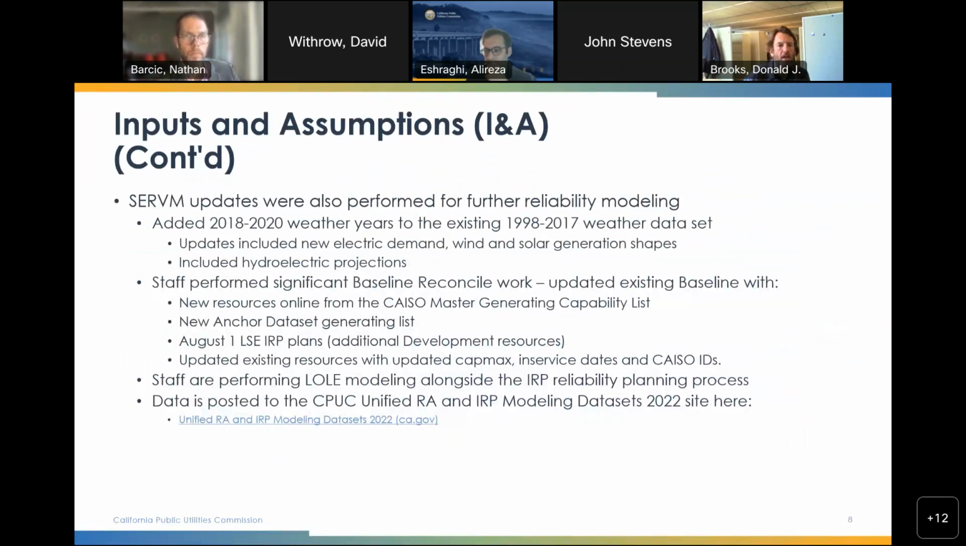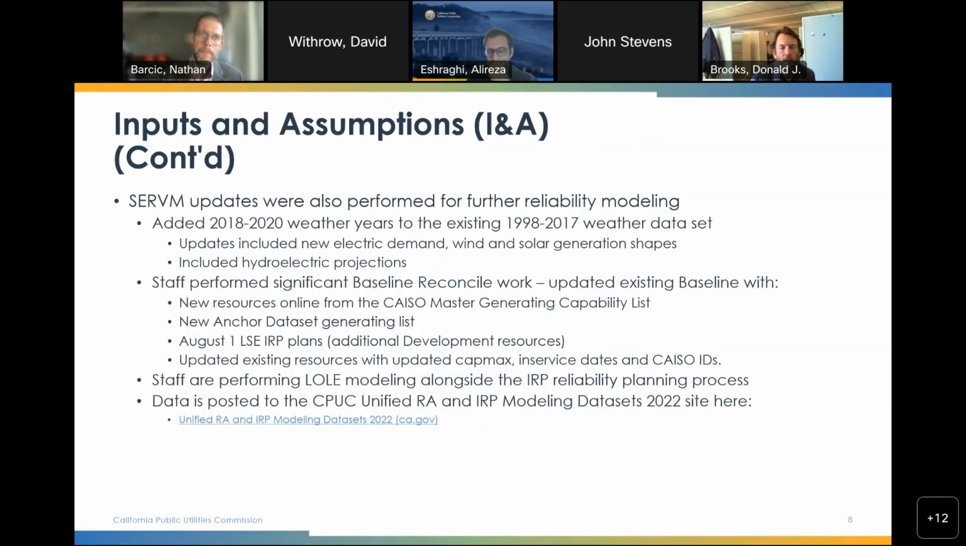Servo updates were also performed for further reliability modeling, added 2018 to 2020 weather years to the existing 1998 to 2017 weather data set. Those updates included new electric demand, wind and solar generation shapes.